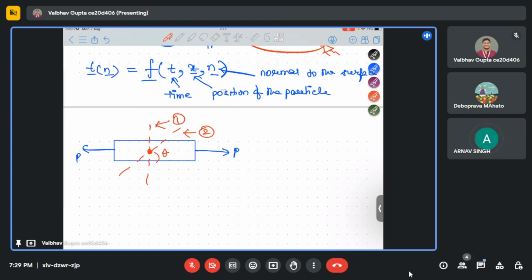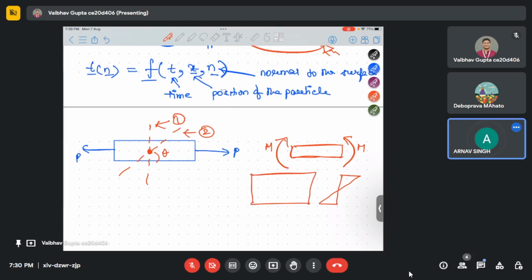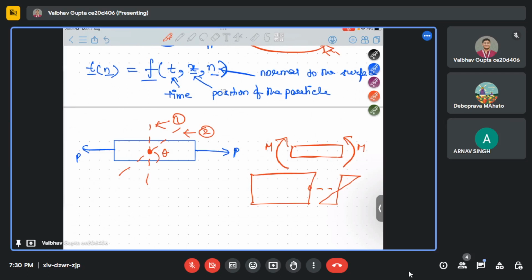It depends on where you are cutting the surface, in which orientation, which is the normal to the surface, and the position, the location of the particle. Suppose this is a cube, and a moment M is acting like this. The stress distribution for this same body will be like this. If you want to calculate stress at this point, it will be different, and at that point, it will be different. So here the position will play a role. Got it?